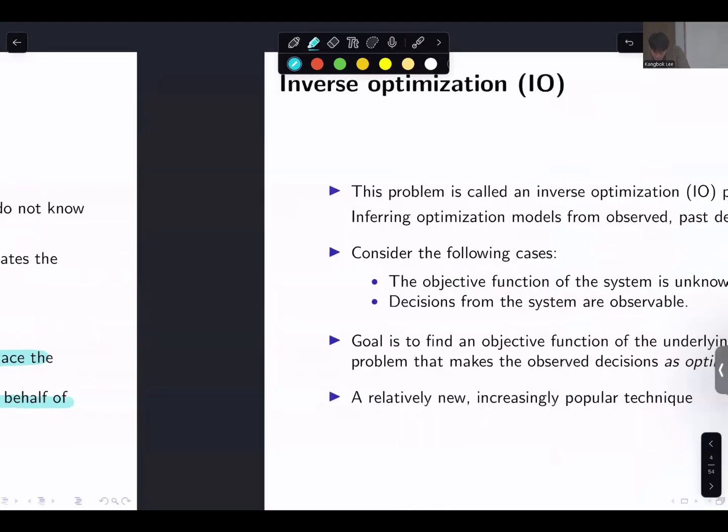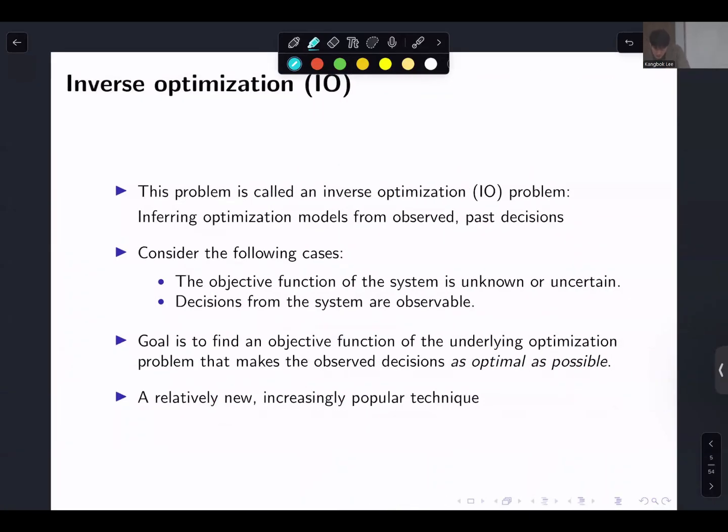Okay? So that is called the inverse optimization problem. So the goal is to infer models from decisions. And when I say infer the models, I'm saying infer the parameters of the model. Okay? So the objective function is unknown, not uncertain. Decisions are observable. These are the two premises for this problem.